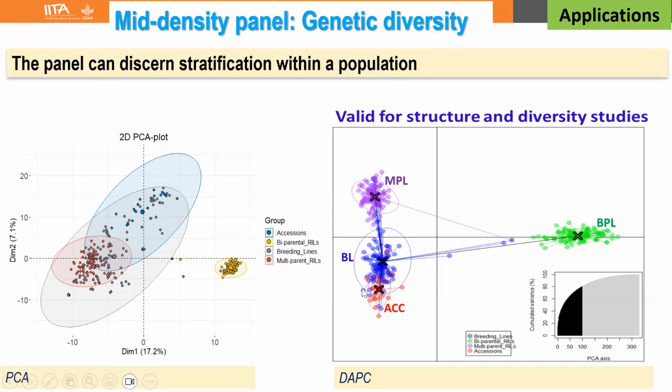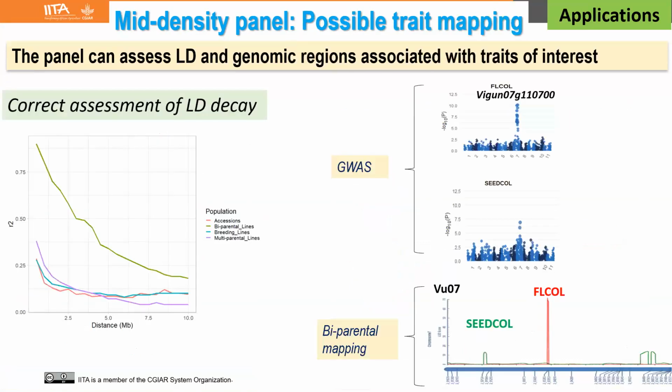And then we have the breeding lines and the accessions. A lot of accessions here are normally used in our breeding program, and you can see that they became closely related, but there was a clear distinction in classification that was telling us that the panel is very suitable for genetic studies and structure analysis. We also checked if the panel could assess accurately linkage disequilibrium decay and trait mapping.